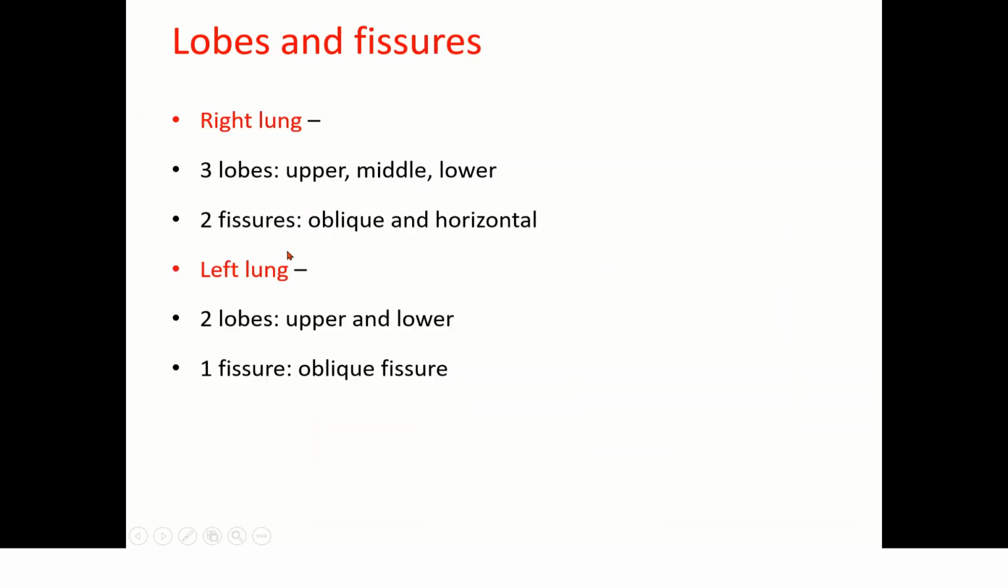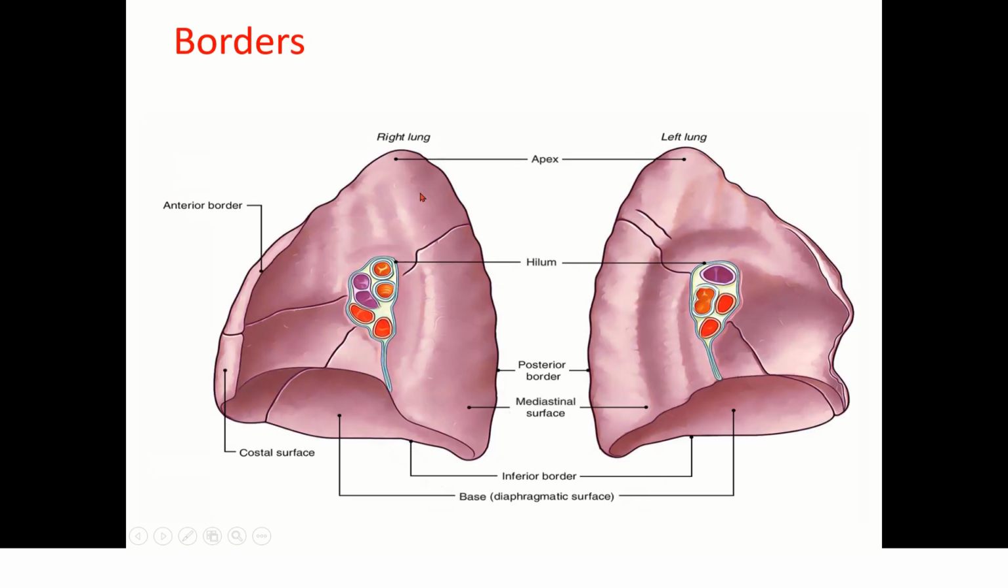So, lobes and fissures. Right lung: there are three lobes, upper, middle and lower, and two fissures, oblique and horizontal. You can see here this is the upper lobe, this is the middle lobe, this is the lower lobe, and this will be the oblique fissure and this will be the horizontal fissure. In the left lung there is only the oblique fissure. There is an upper lobe and a lower lobe, and there is a small tongue-like projection called lingula, which corresponds with the middle lobe of the right lung.